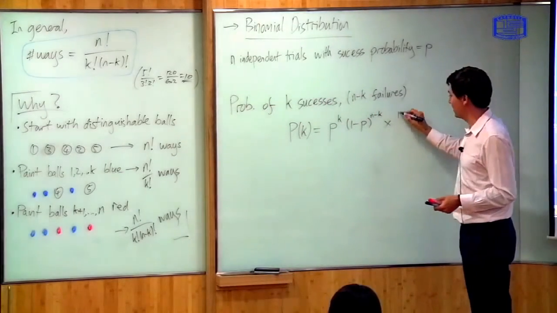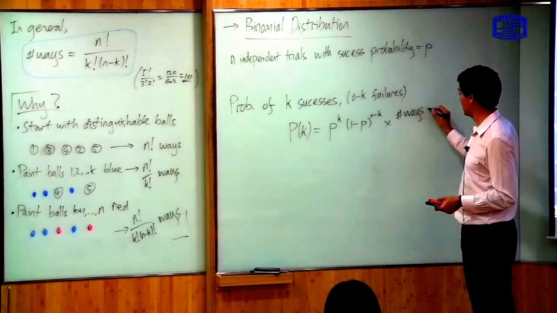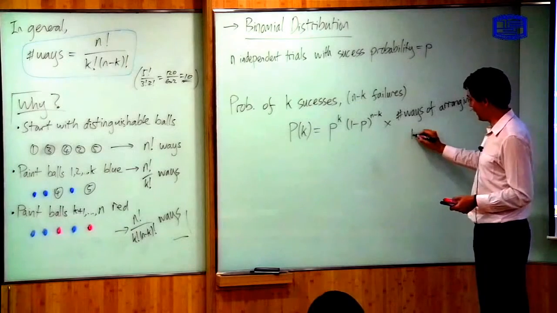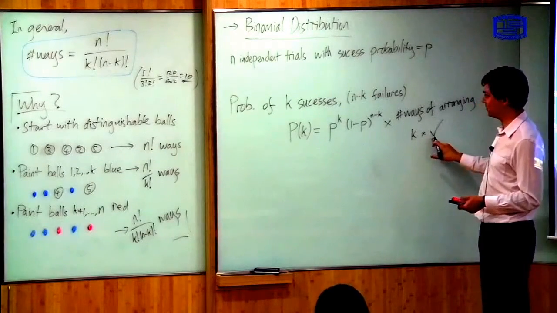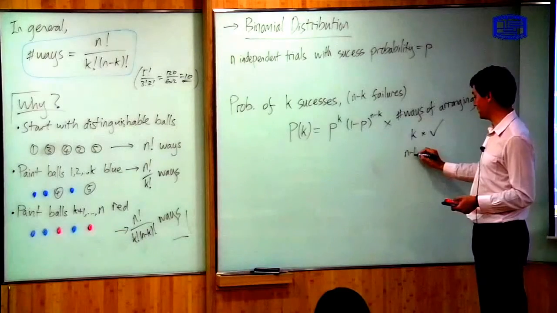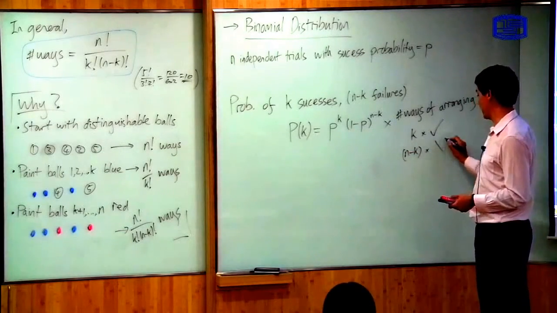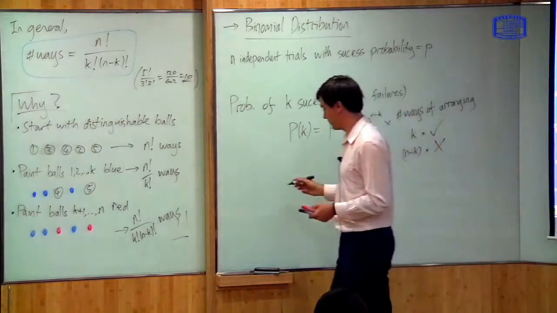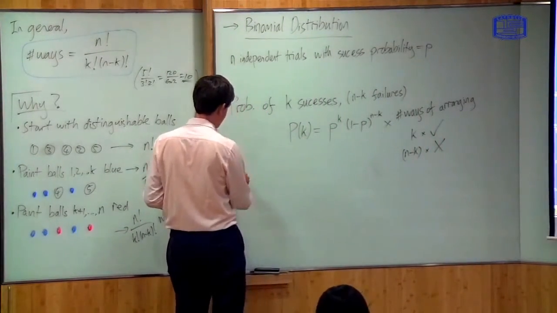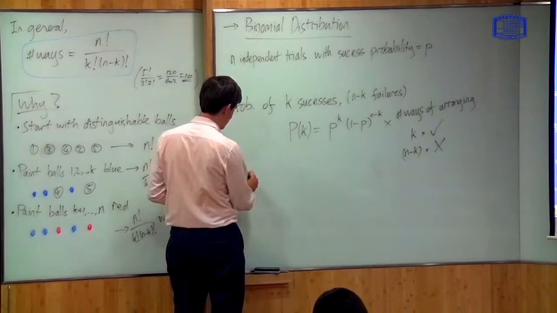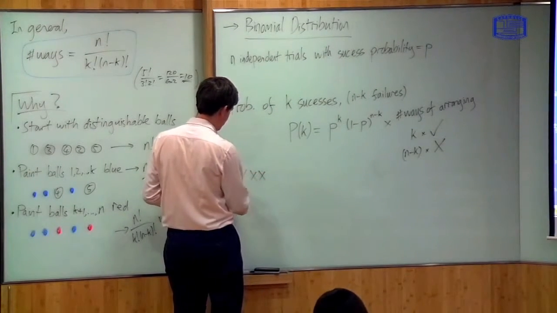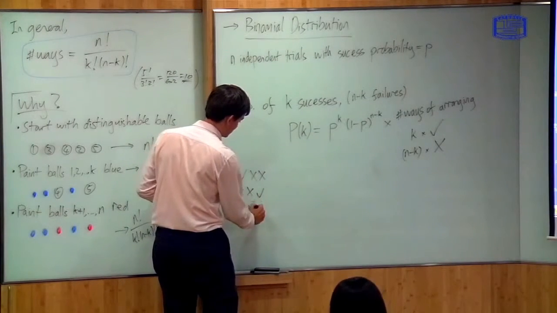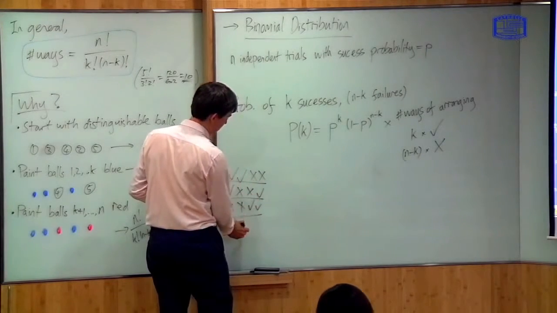This is multiplied by the number of ways of arranging k lots of success, which I'll put as a check, and n minus k lots of fail, which I'll put as an x. Right, so like I say, for example, suppose I succeed twice, I could do this by succeeding twice and then failing twice, or I could succeed and then fail twice and succeed, or I could fail twice and then succeed twice, and so on.